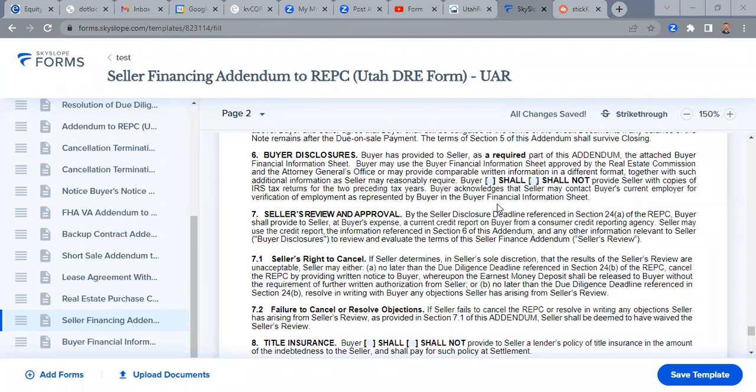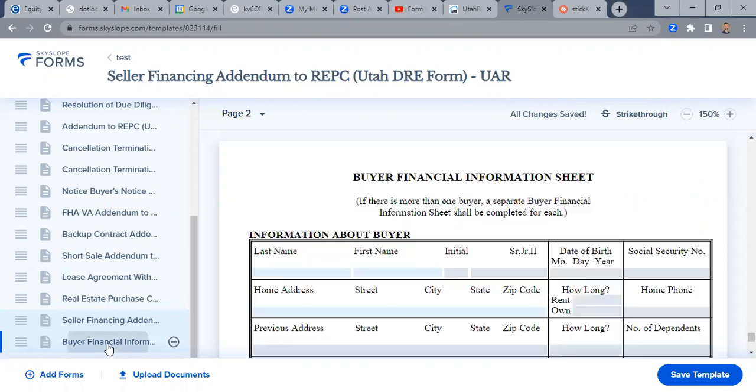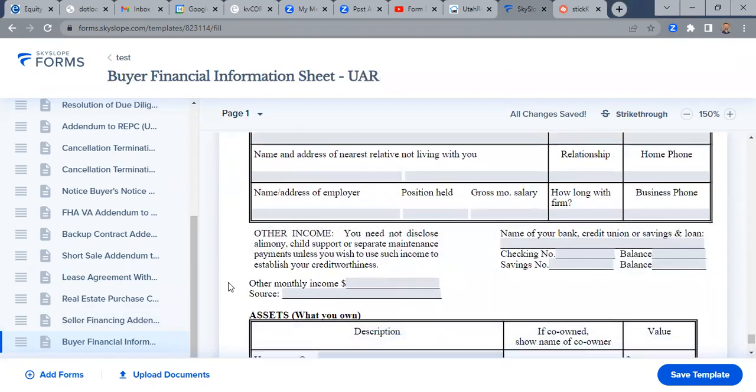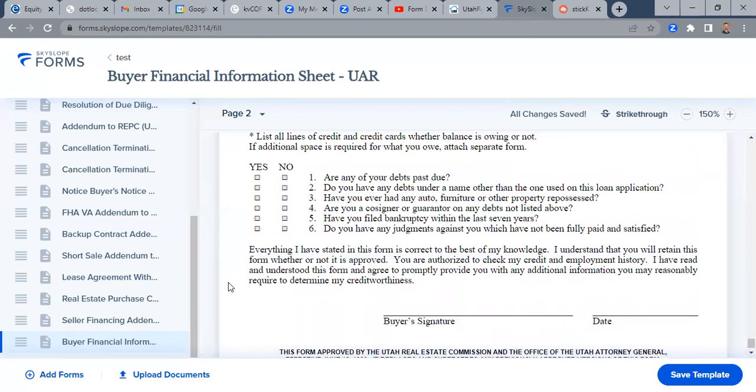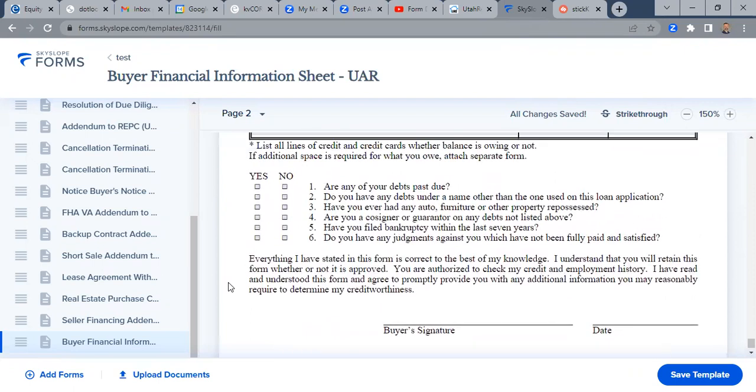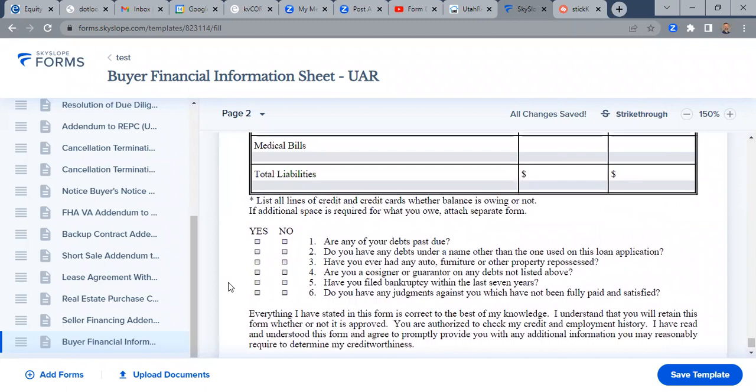The buyer has provided to seller a required part of this addendum, the attached buyer financial information sheet. Now, this is a form available also on the MLS, so you can get it in SkySlope Forms. If we click to that, this is the kind of stuff that Alan was talking about, the kind of things that a lender is going to ask them as, getting pre-qualified for a loan. So again, if you're working very closely with a good lender like Alan, and you're a seller considering doing seller financing, this is a required part of this form.